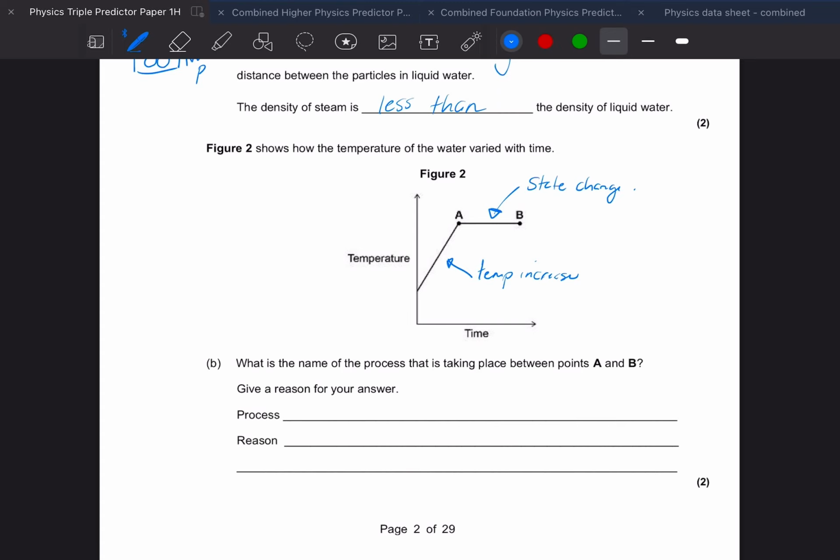So we have to read it again. It shows how the temperature of water varied over time. Okay, so it's water. So at this point, it's going to be a temperature increase, but this is going to be a liquid, which means that this state change is going from a liquid to a gas. So we know that the name of the process is called boiling.